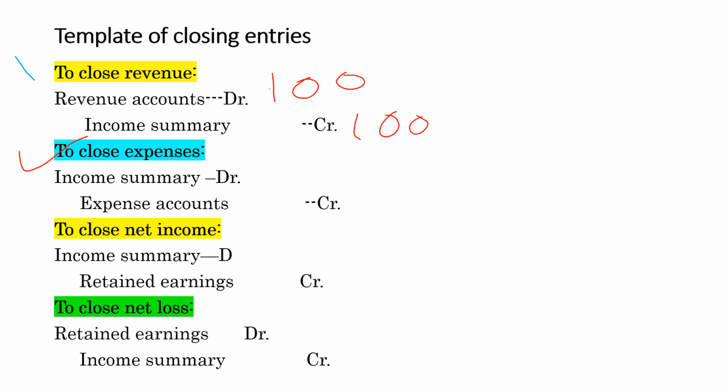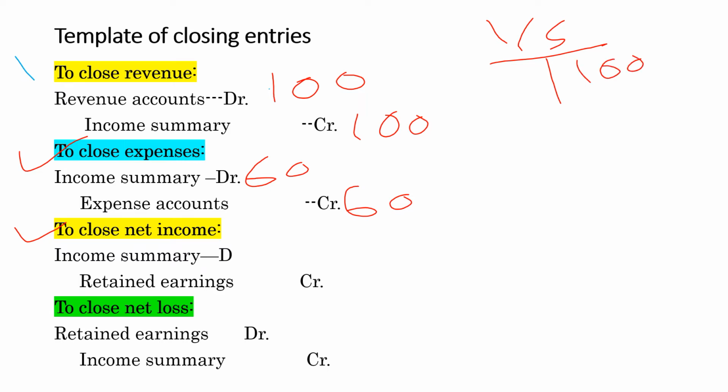And to close the expenses, income summary debit and expense accounts credit. Suppose expense is 60. Now if we prepare the income summary, first we have a credit of 100 and second we have a debit of 60. So finally our balance is 40. This 40 is the balance of the income summary. So income summary debit 40 and retained earnings credit 40.